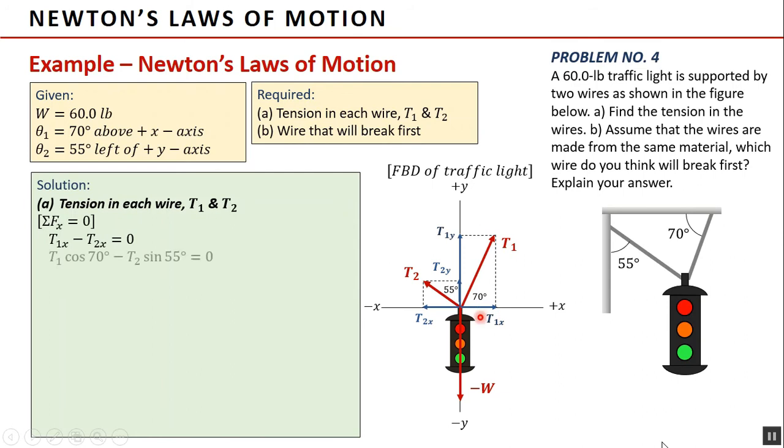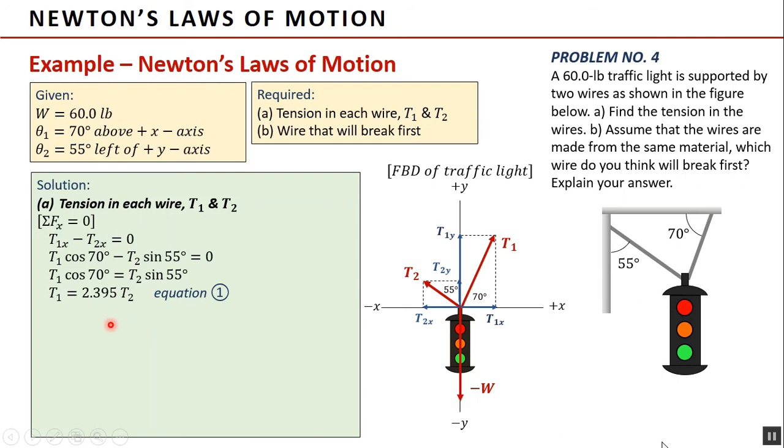Now we express T1x in terms of T1 and 70 degrees. So T1x is T1 cosine of 70 degrees, while T2x is T2 sine of 55 degrees, then equals 0. Now we try to solve for T1 in terms of T2. We transpose this to the other side of the equation, so it becomes positive. Then dividing both sides by cosine 70 and simplifying to 3 decimal places, T1 is equal to 2.395 of T2.